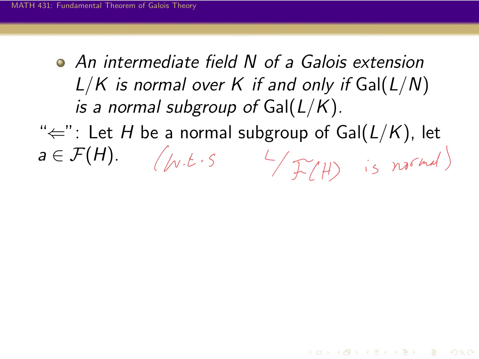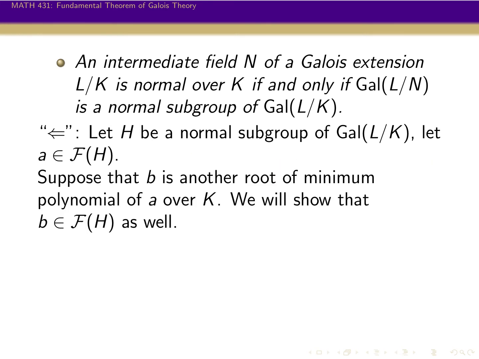And so let's start with some element A that's in the fixed field of H. Then let's suppose that B is another root of the minimal polynomial of A over K. What we want to show is that B has to be in the fixed field of H as well. So if it has one root, A, then it has every other root, and we're just letting B be some other root. If we can show that B has to be in the fixed field as well, then that's going to apply to all the roots of that minimal polynomial for A over K, and that's going to prove that we have a normal extension.